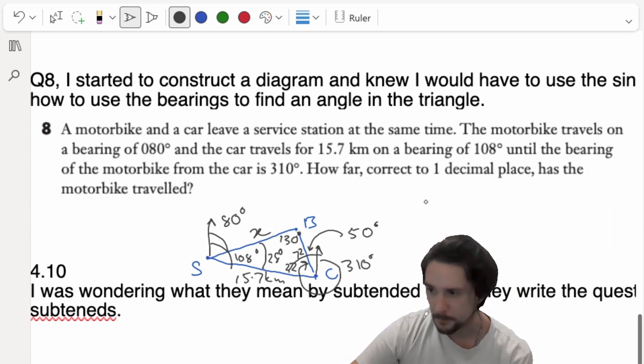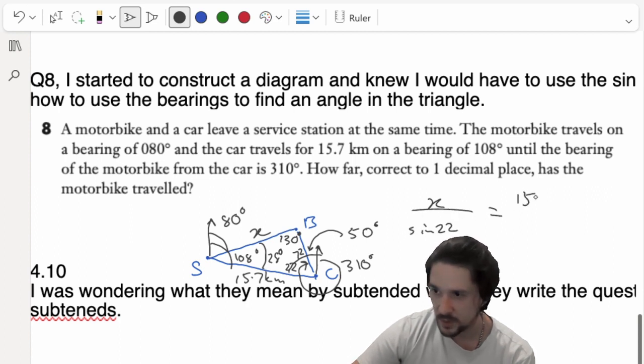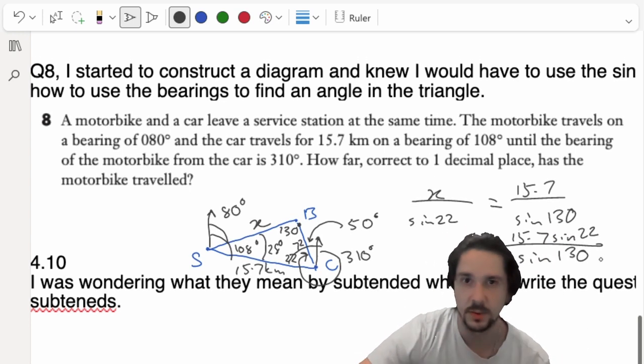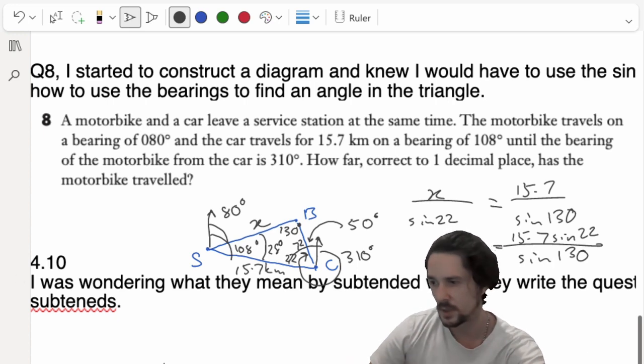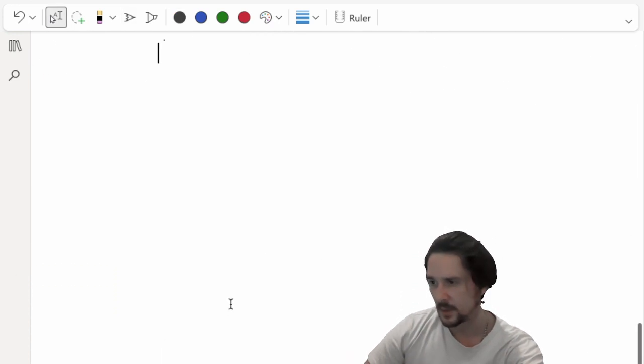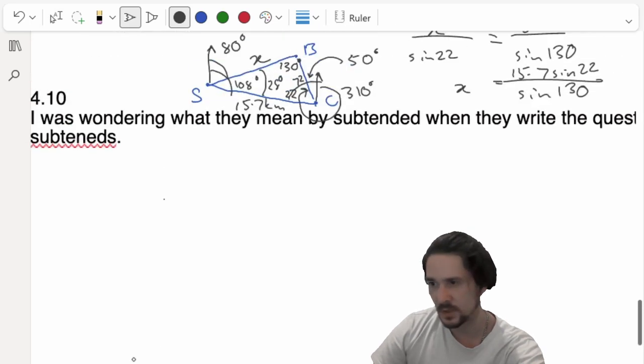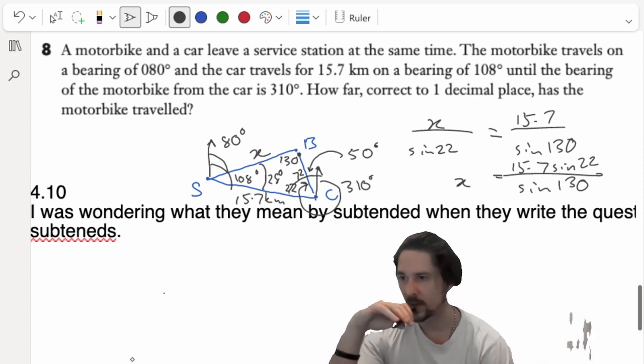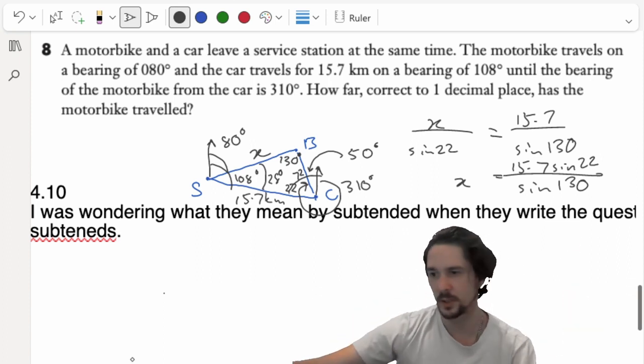Okay, so in this case, x over sine 22 is equal to 15.7 over sine 130, which means x is equal to 15.7 sine 22 over sine 130. Let me scroll up a little bit. Oh, I can't scroll any further. Hold on. Let me do some OneNote wizardry. Just put a dot down here so it remembers how far we can go. Okay, better. Now, is that what we're asking for? Yes, it is. So we can put all that straight into the calculator.